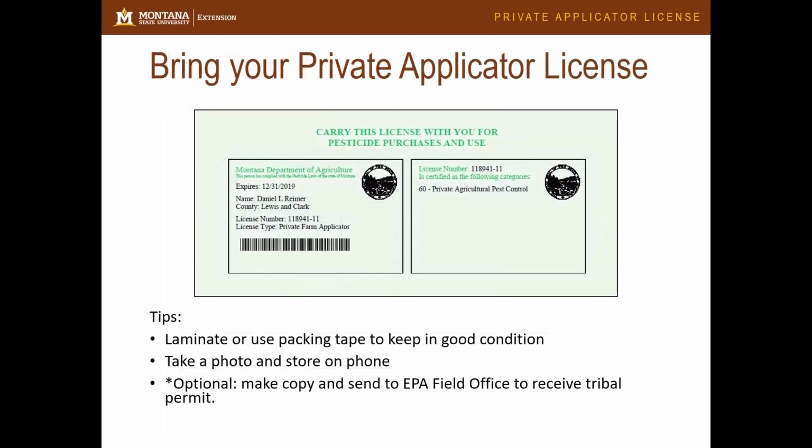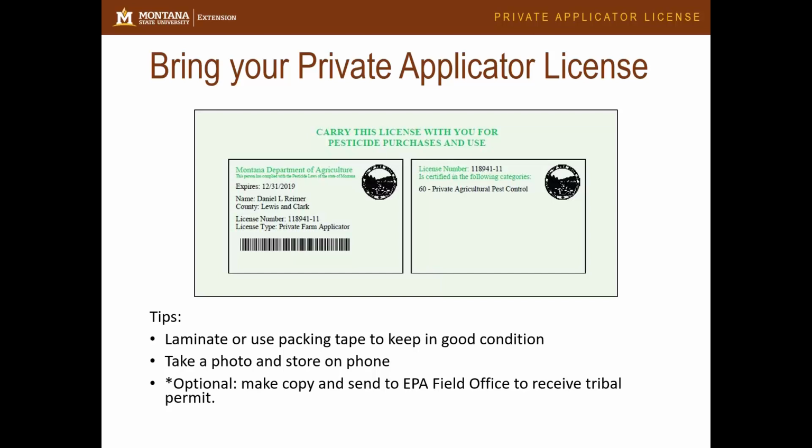Here is an example of what your private applicator license will look like. It lists your name, county, expiration date, and license number. Your private applicator license number ends in -11. Other license types end in different numbers.